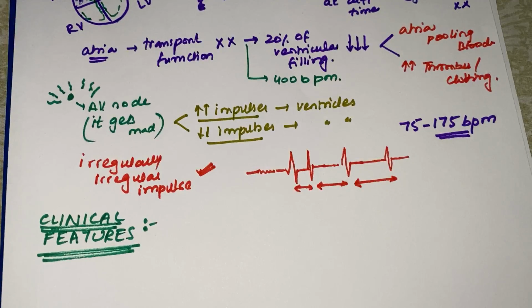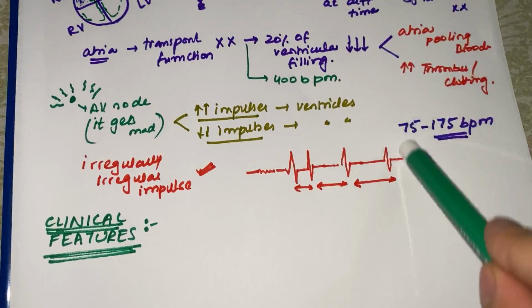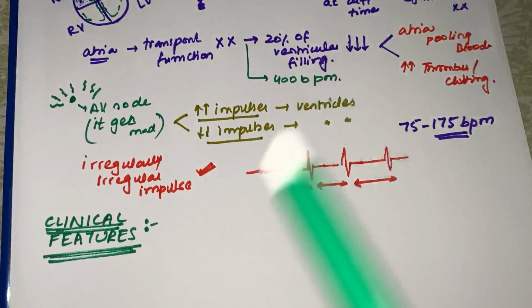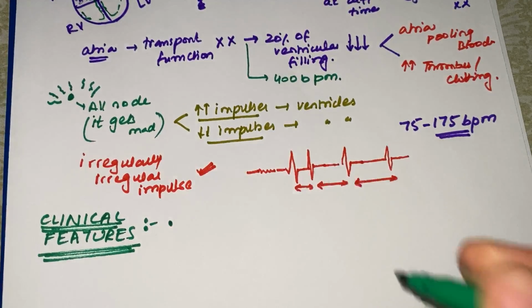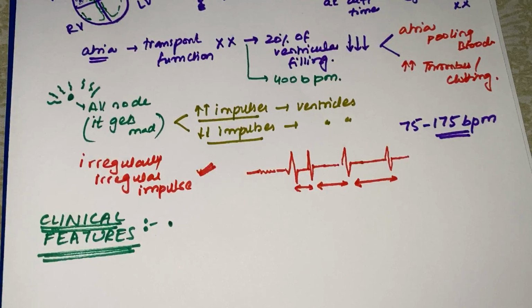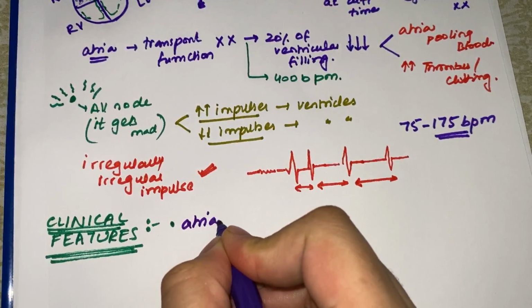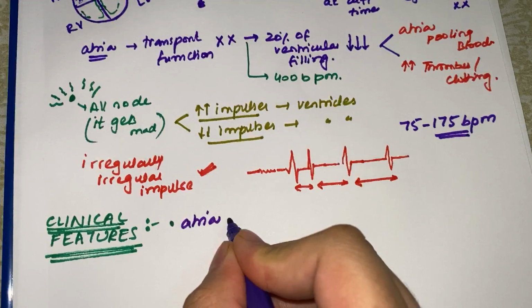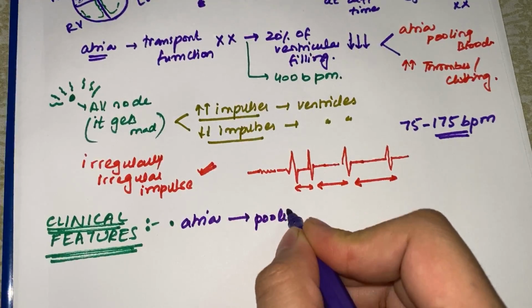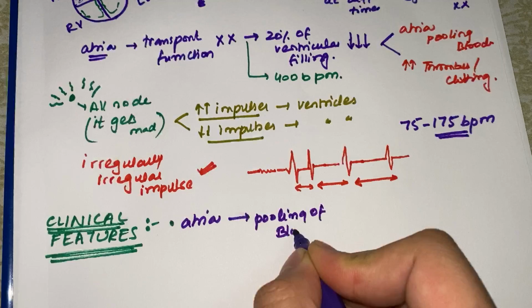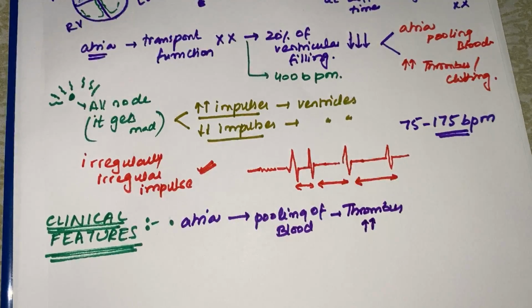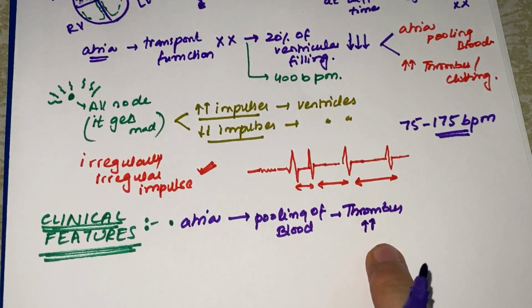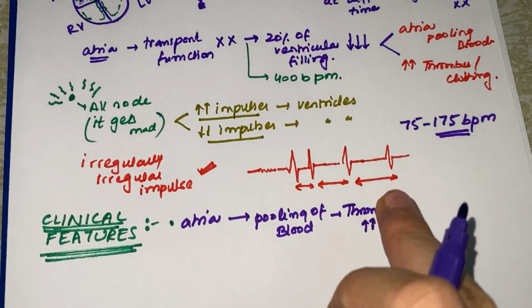So let's discuss what problems the patient is facing, what changes occur within the heart, and resultantly we'll find out the clinical features. So first point, of course, starting from the atria. In the atria we are having two major issues. One is there is pooling of blood in the atria, which leads to increased risk of thrombus formation. Fine. So the first clinical feature would be related to this thrombus.